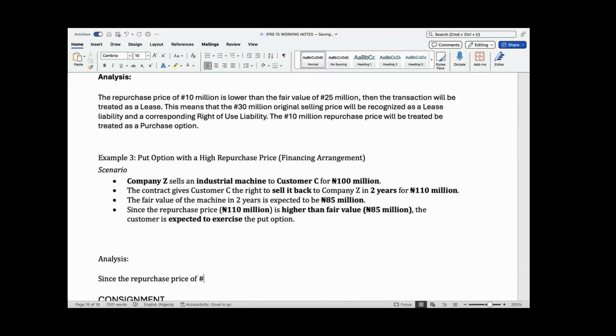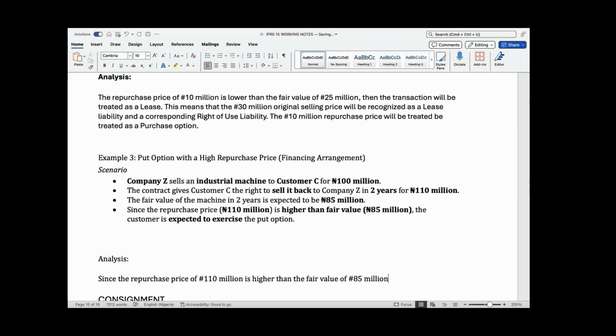The purchase price is 110 million. Is it higher than the fair value? It's higher than the original selling price of 100 million. But the fair value is 85 million. So it's higher than the two. It's higher than the fair value of 85 million, and even if it's higher than any of them, we are good to go.